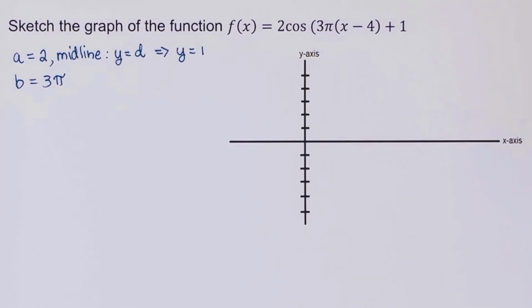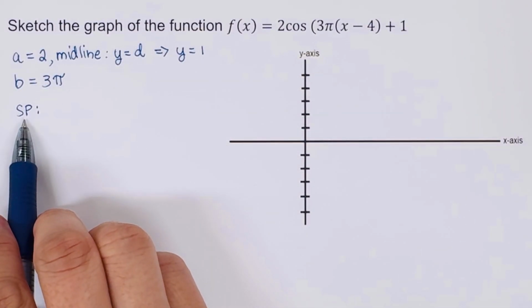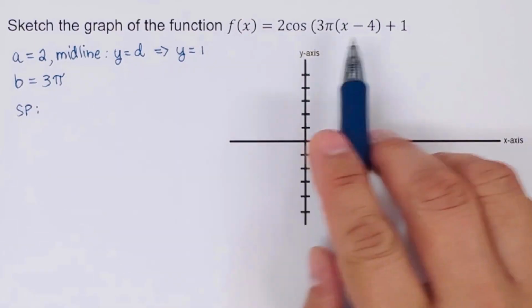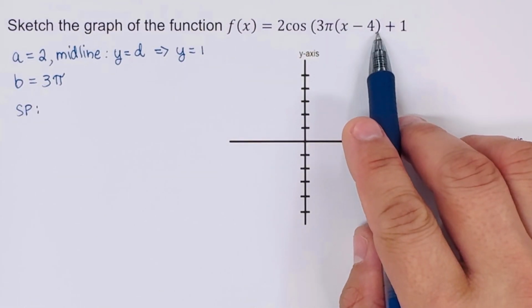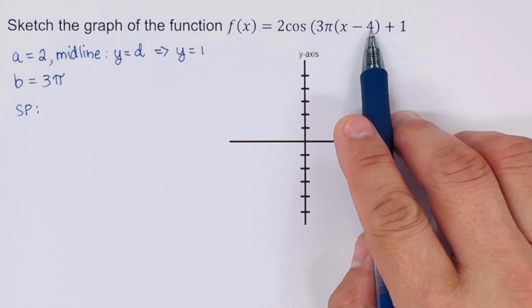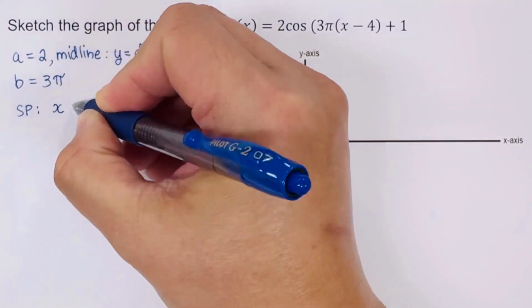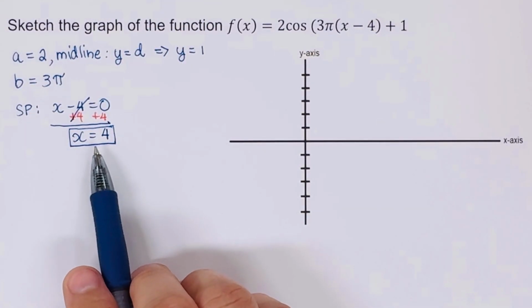Now let's go ahead and determine the phase shift, or the starting point of one cycle of the graph of this function. The starting point or the phase shift can be solved by setting this part right here equal to 0 and solving for x. So that is x minus 4 equals 0, and we can solve for x from there. So this will be our phase shift.